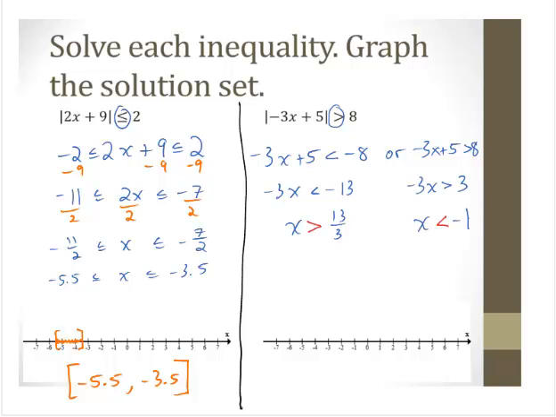Alright, let's graph this on the number line. X is greater than 13/3. 13/3 is, what, 4 1/3. So we want x greater than 13/3, so we'll put a parenthesis at 4 1/3, and I will shade to its right. X is less than negative 1, a parenthesis opening to the left at negative 1, and shading to the left. And there's the graph representing the solution. And we should, of course, have the "or" here between these.